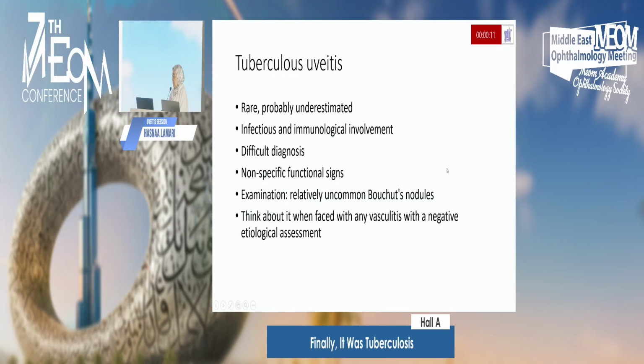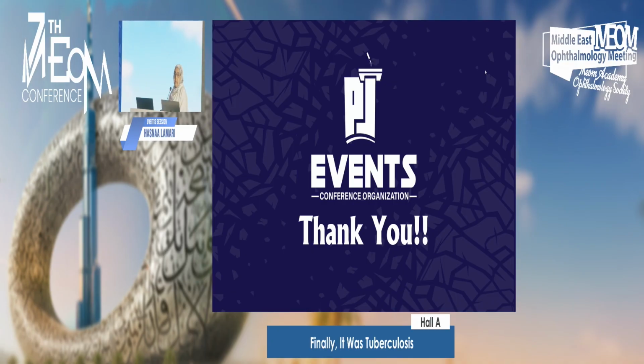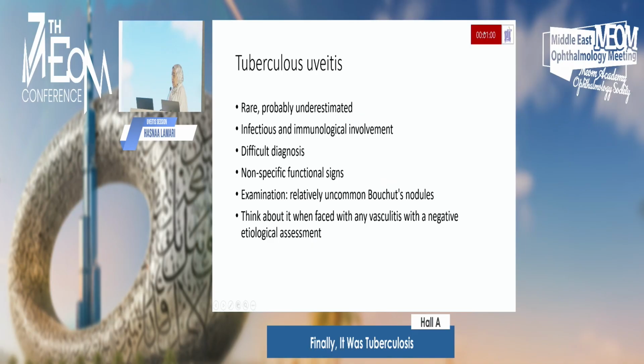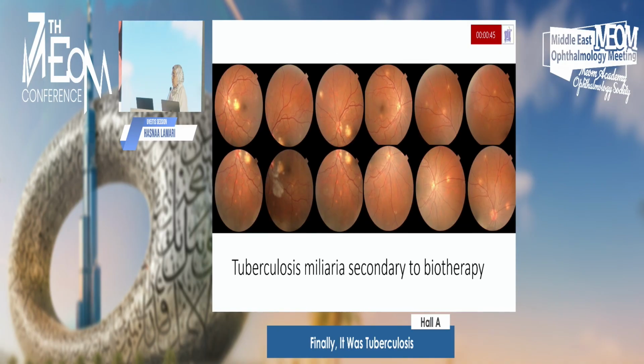Tuberculosis uveitis is rare, probably underestimated. It's an infectious and immunologic involvement. Diagnosis is difficult because there are no specific functional signs, and we can find no other things. Busch's nodules are uncommon, and in our countries we must think about it when we are faced with vasculitis with a negative etiologic assessment. Sometimes it's easy to make the diagnosis, like this miliary tuberculosis secondary to biotherapy. Thank you.